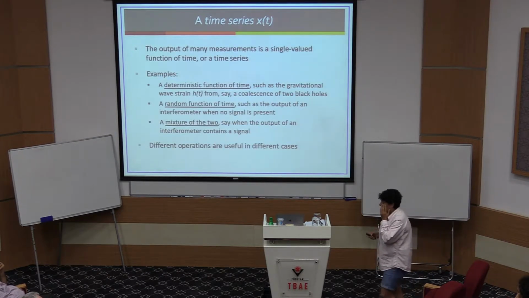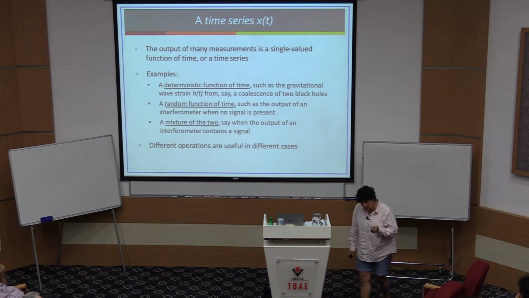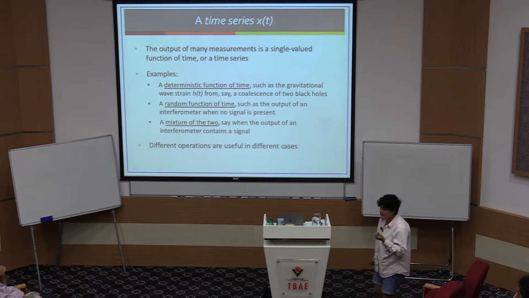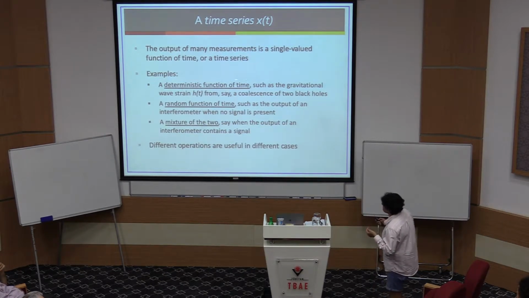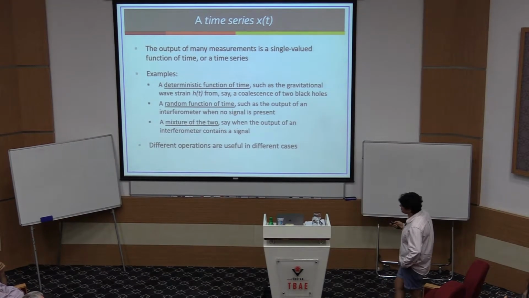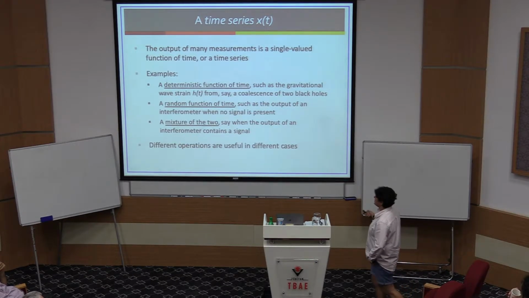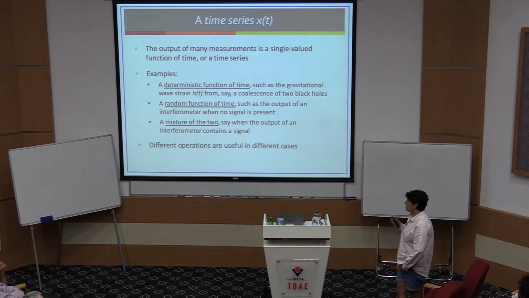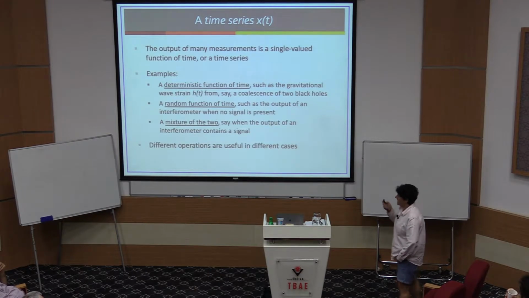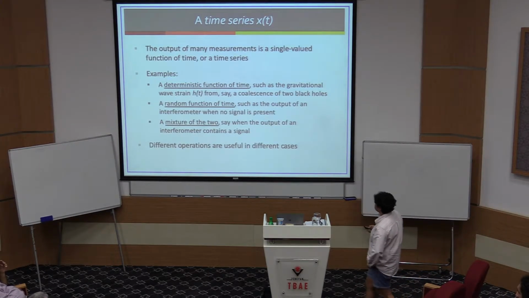One of the things we're interested in, particularly when we're characterizing noise, is random functions of time. A typical time series, which is usually the output of any measurement, can be either a deterministic function of time, like the gravitational wave strain, or a random function of time, which is just the noise from the instrument when no signal is present. And of course it can also be both, and different operations are useful at different times.